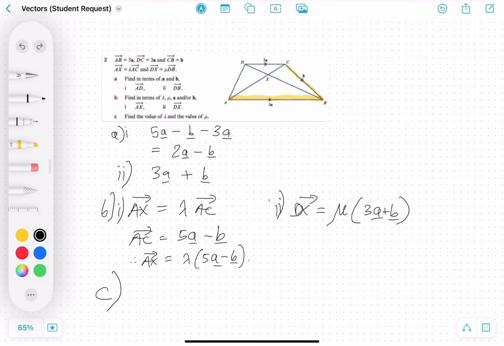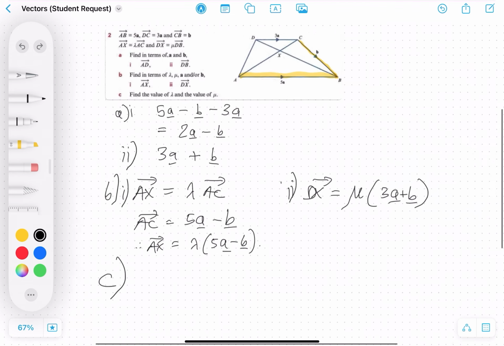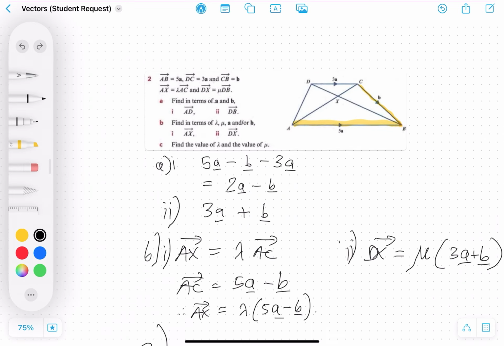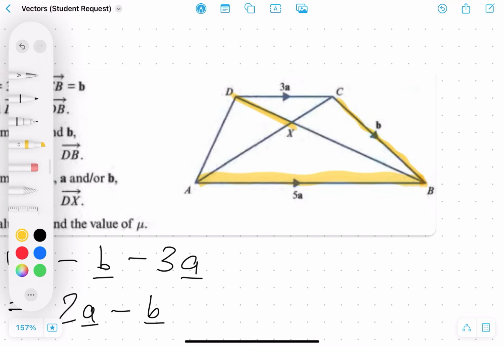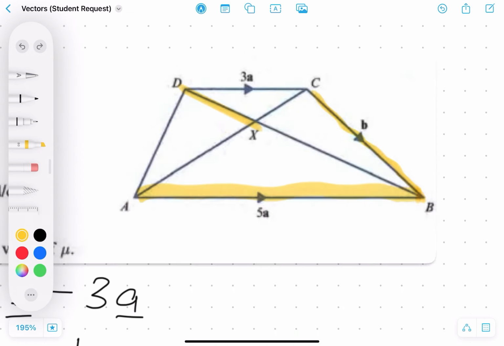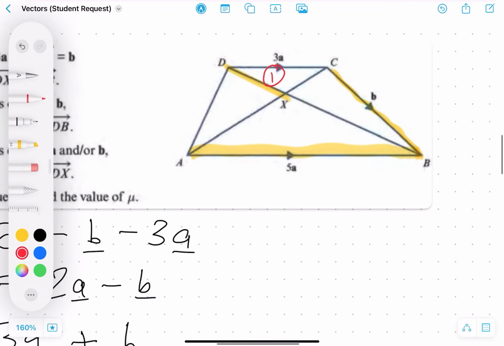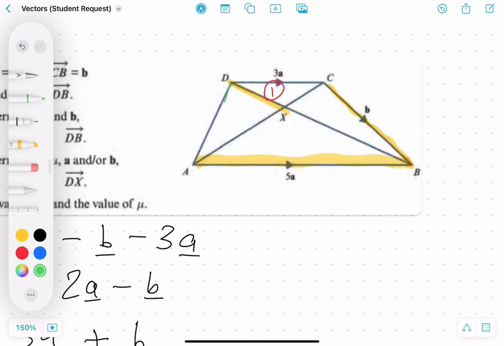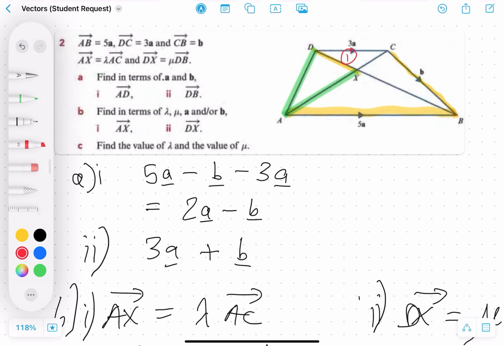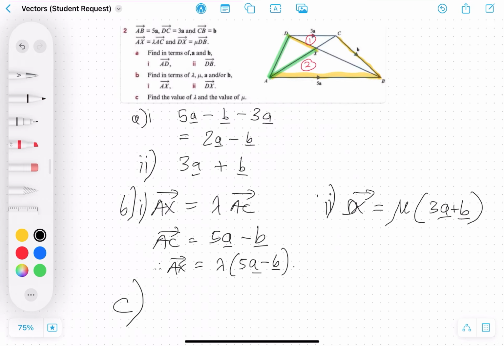So we can find one vector and represent it in two different ways. One way is to use the vector DX that we already know is equal to mu times 3a plus b. That's one path. Now we have to find another path so that we can solve simultaneously. We very quickly see that another path from D to X is first going through A, so DA plus AX. This is our second path, and then we can equate the two and solve for lambda and mu. I'll work through that too.